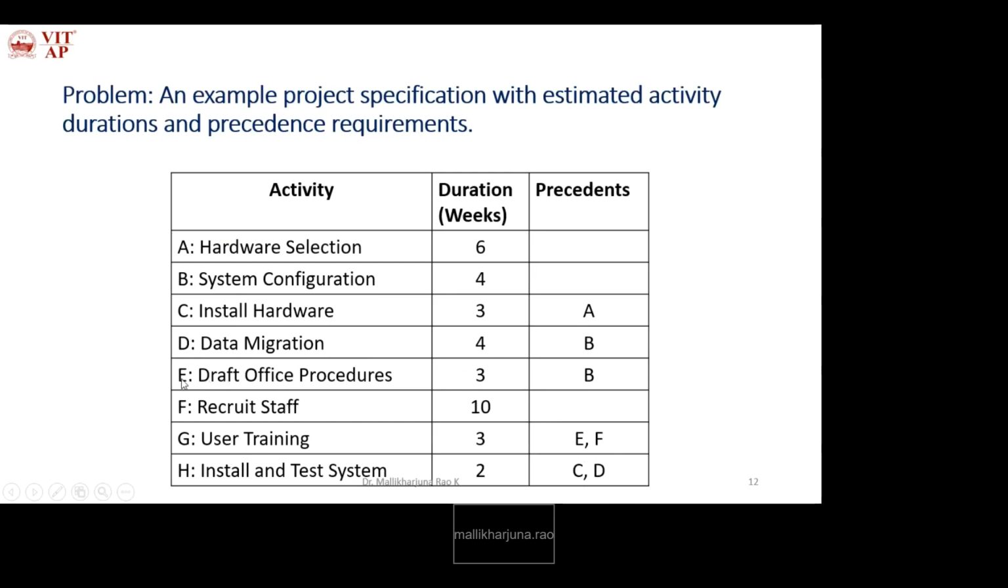Okay. Next E. So E starts after B, but it is a precedent for G. E is not ending alone, it is ending with F. So we need to ensure both should end at one node. Then F. So F already represented G. So G will start when E and F are completed. Okay, so this combination is required to start G, and this combination is required to start H.